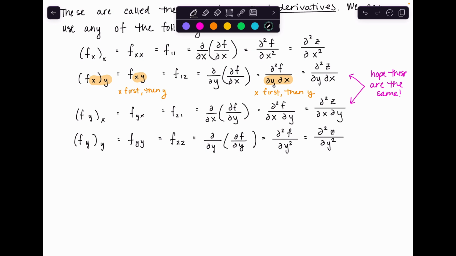So let's try some examples. We're going to find the second partial derivatives.